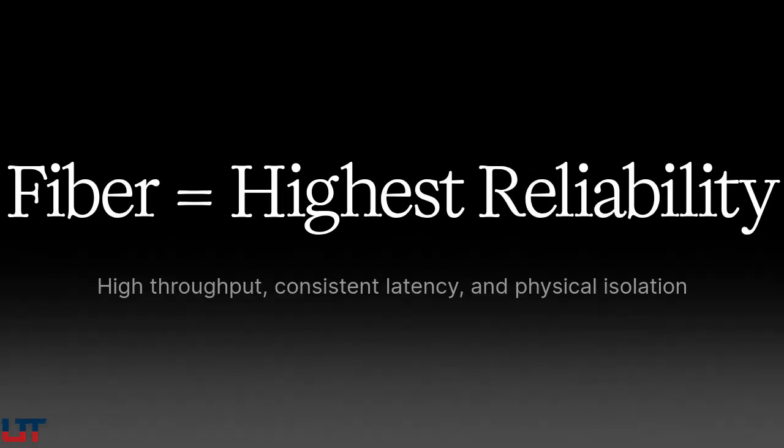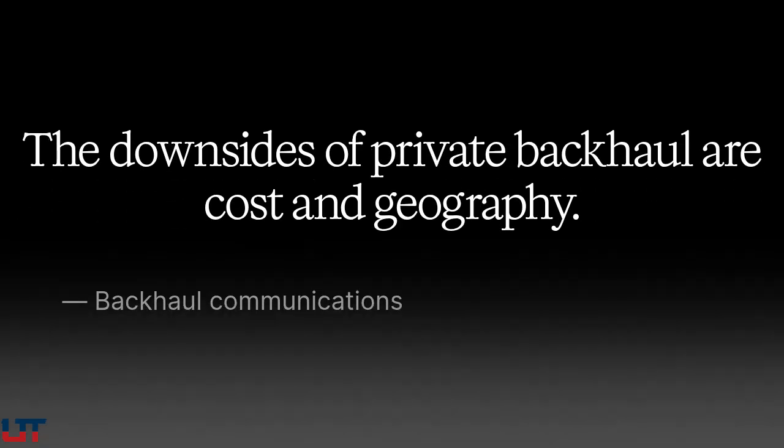Fiber, wide area network, and leased line connections offer the highest reliability and throughput. A dedicated fiber path between two sites provides consistent latency, high bandwidth, and physical isolation from public network infrastructure. Where fiber exists and the cost is justified, it is probably the preferred option. The downsides of private infrastructure are cost and geography. Building and maintaining microwave towers or fiber conduit along a right-of-way is expensive. The infrastructure can only go where it's physically practical to build it.